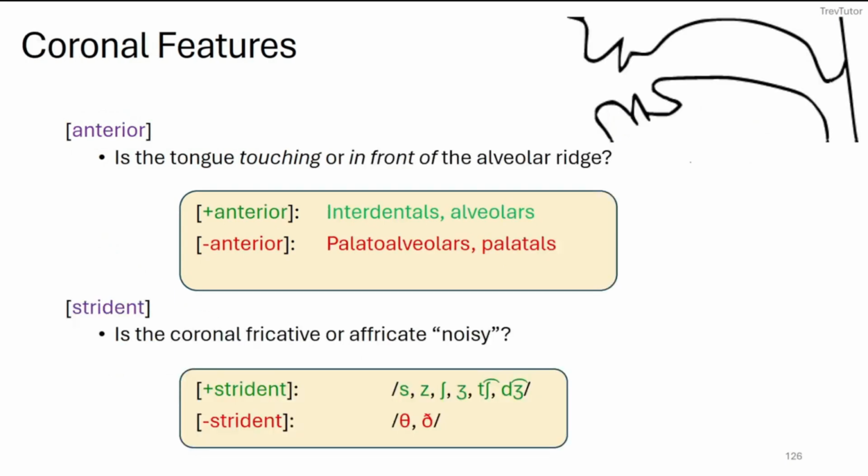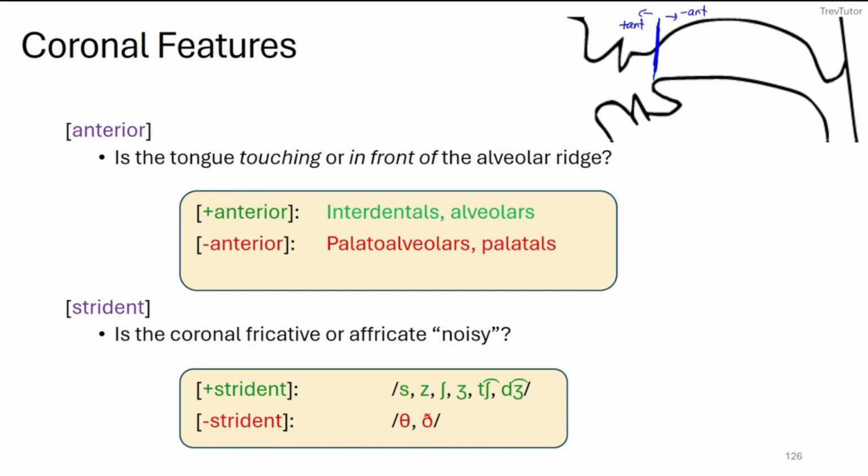Now, coronal features have a couple of them. The first one is anterior. So the question is, is the tongue touching or in front of the alveolar ridge? So you can think of a little line right here at your alveolar ridge. Everything to the left of it is plus anterior, and everything to the right of it is minus anterior. So anterior just meaning towards the front in this case. So interdentals and alveolars will be plus anterior, and postalveolars and palatals will be minus anterior.